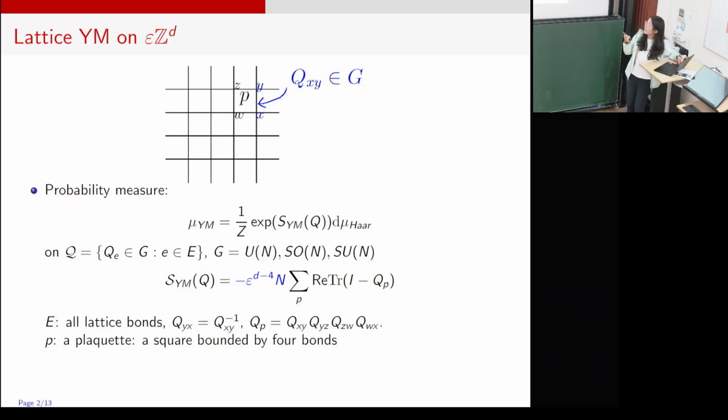Now on this lattice model, on each bond we have a random variable, q_xy, and q_xy takes values in this Lie group. Here we can choose this Lie group as U(N), the unitary matrices, or SO(N), the orthogonal matrices with determinant equal to 1, or SU(N). And the reference measure is the product of the Haar measure.